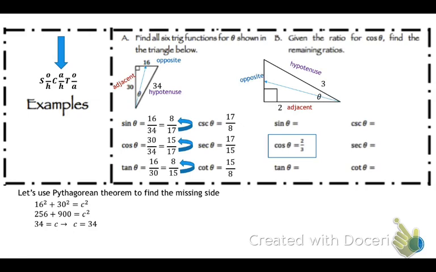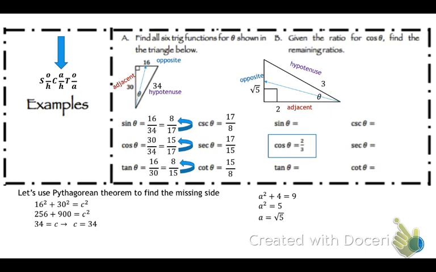And then I need to use Pythagorean theorem to solve for that missing side. So I have a squared plus 2 squared equals 3 squared, which is a squared plus 4 equals 9. Subtract that 4 over. You get a squared equals 5. Square root both sides. You get a equals the square root of 5. And 5 is prime, so we can't break that down. So I'm just going to label that opposite side the square root of 5.